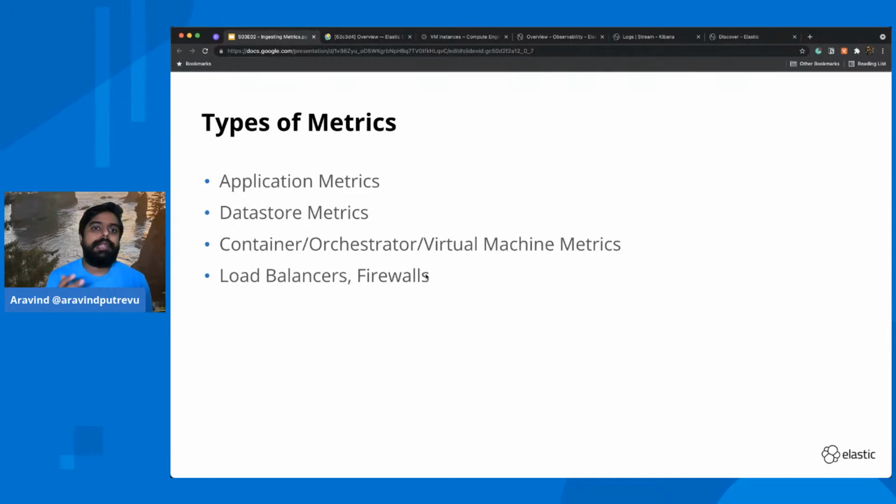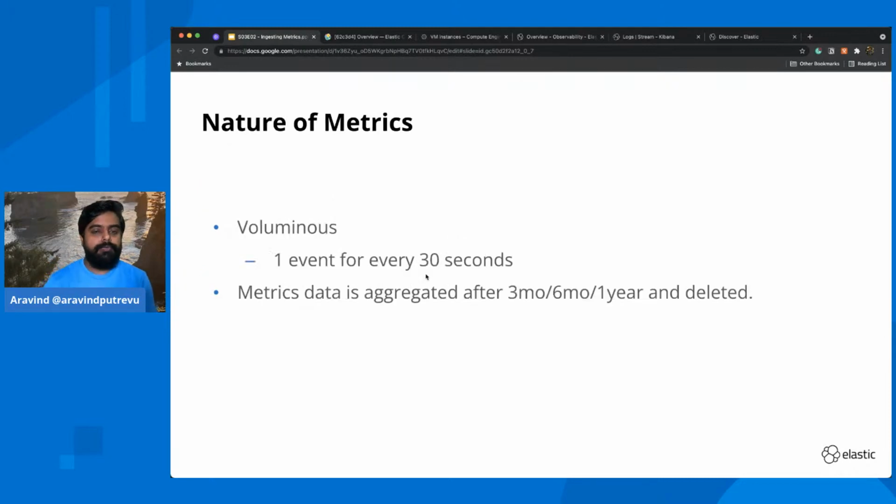Similarly, for a container orchestration system, a load balancer, or a firewall, the metrics vary. The underlying stats that you're trying to collect are more or less the same, but the kind of questions and indicators that you look for are very different.